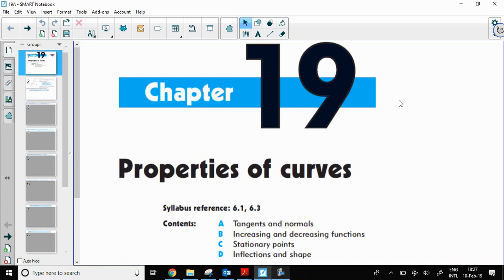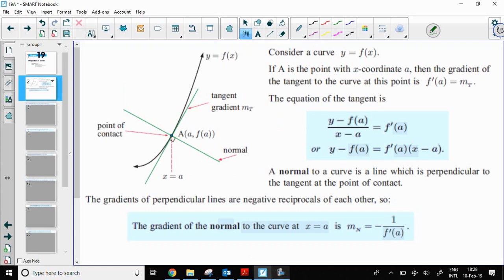Anyway, this video is going to be pretty straightforward and easy. We're only going to look at section A, tangents and normals. We've been talking about tangent lines for a while. Normal is the only word here that might be new to you, but let's see what this is all about.